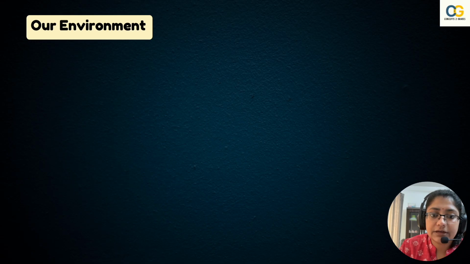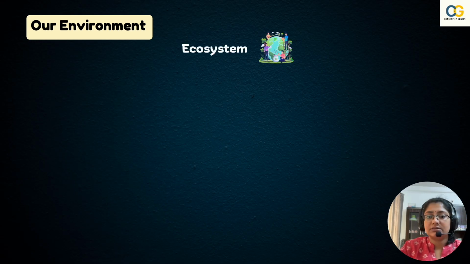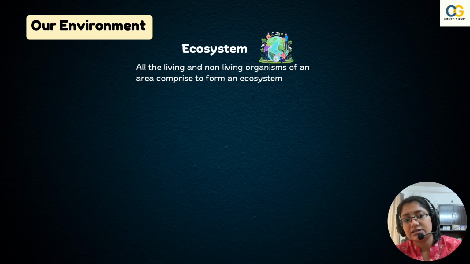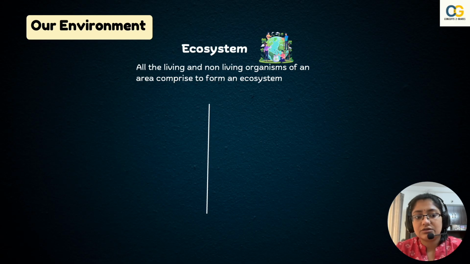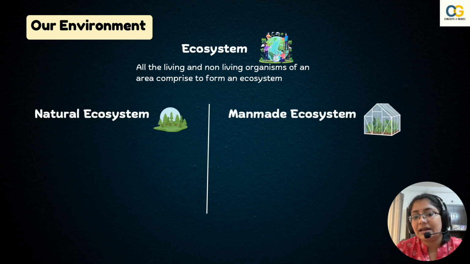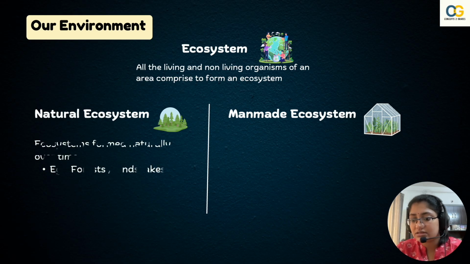Coming to the major ecosystems that we studied, there are 2 kinds of ecosystems, natural ecosystems and man-made ecosystems. So all the living and the non-living organisms of an area combine to form an ecosystem, right? So everything living and non-living in an area forms its own ecosystem. Natural ecosystems are formed naturally over time, like forests, ponds, lakes, and man-made ecosystems are made by man. Like the garden in your house alone is an ecosystem in itself.